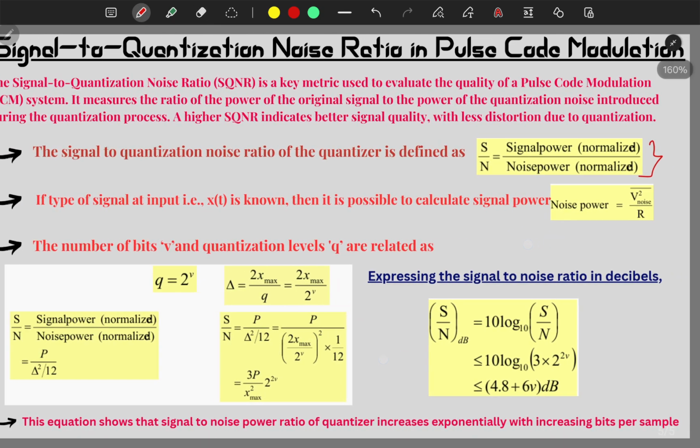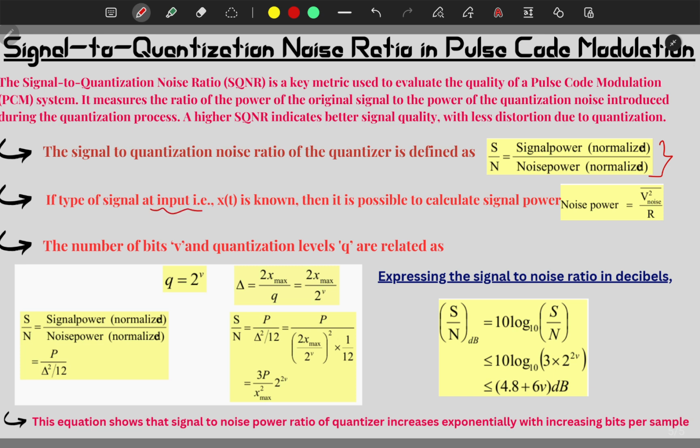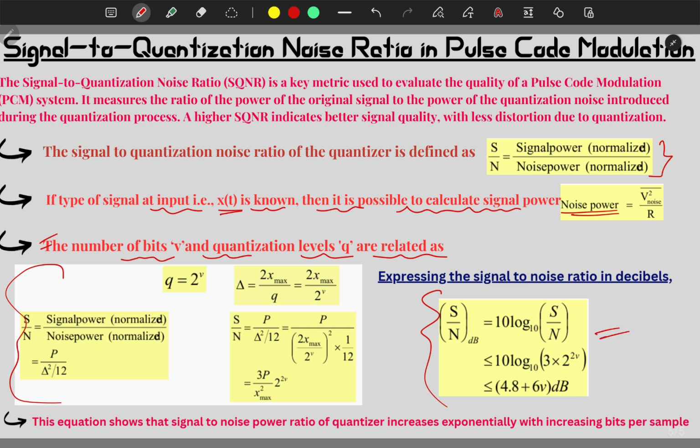It is a type of signal at the input. What is x(t)? Already explained. If it is known, then it is possible to calculate signal power. This is the noise power. The number of bits V and quantization level Q are related as shown. These are the basic relations, and we need to learn them for numerical purposes. This is the expression of the signal to noise ratio in decibels. The equation shows that the signal to noise ratio of the quantizer increases exponentially with an increase in bits per sample.